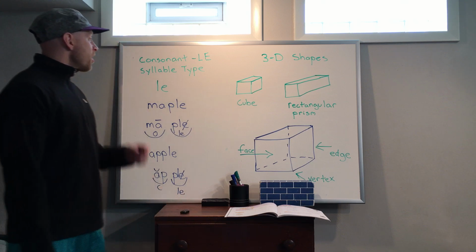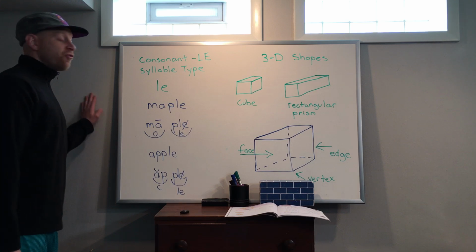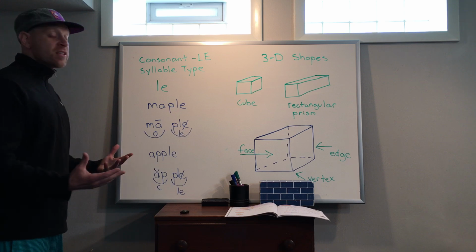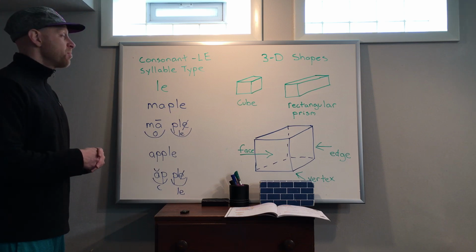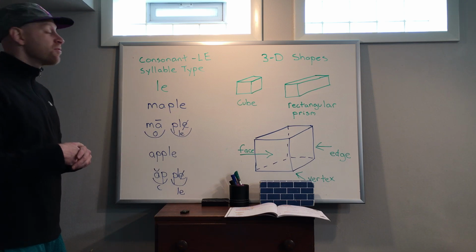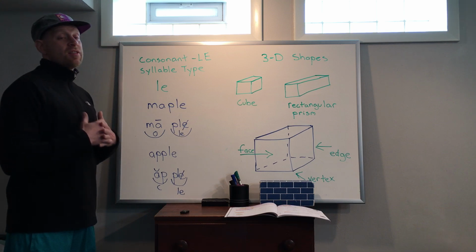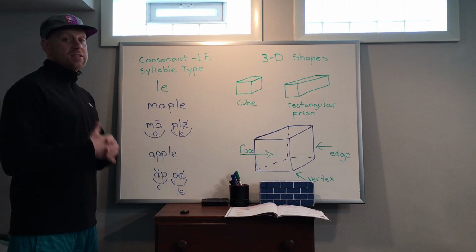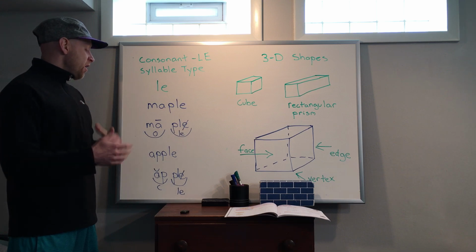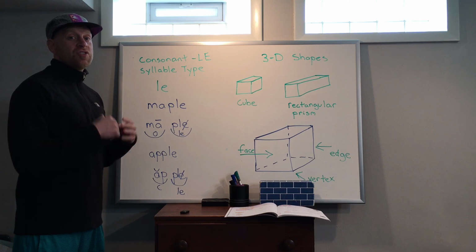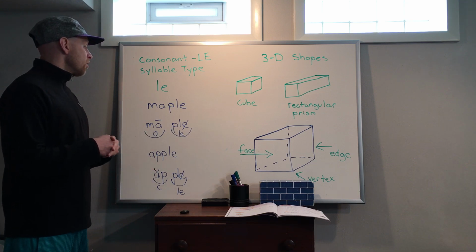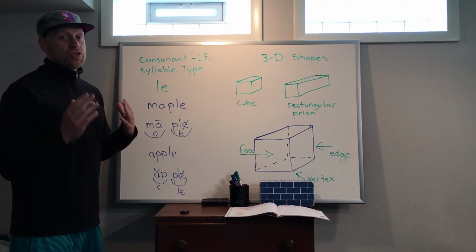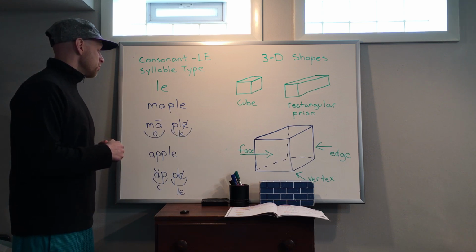Well, we're going to jump right into our lesson. So for foundations, this is our last big syllable type. We've talked about a ton of syllable types. And in this case, we're talking about the consonant LE syllable type. So LE is often found at the end of a word. And it often is found in words with two or more syllables.